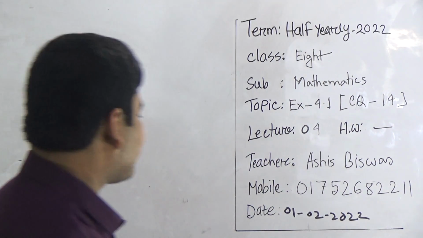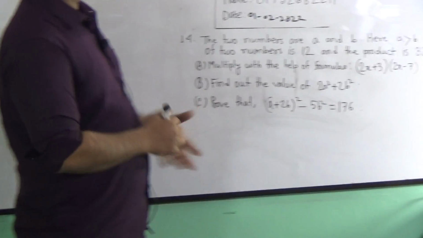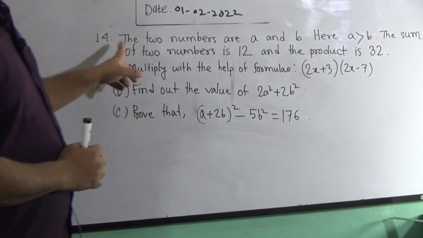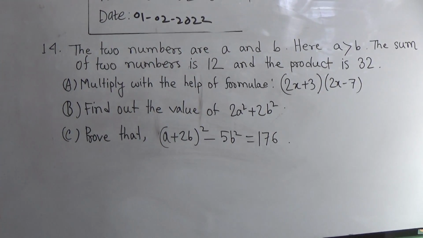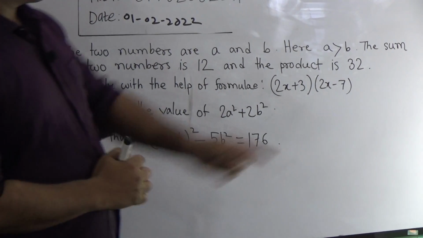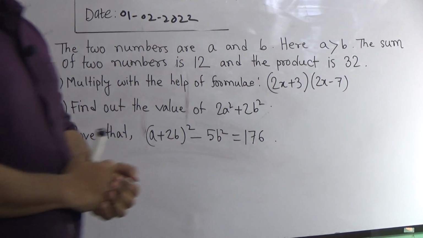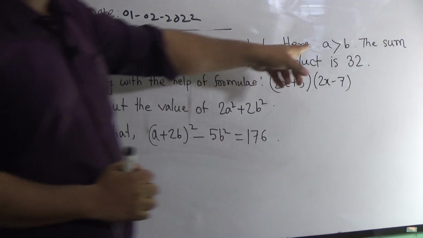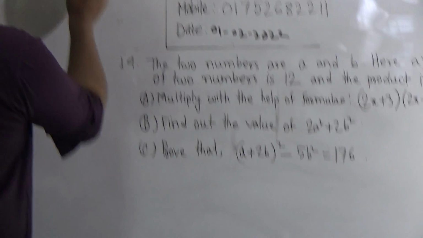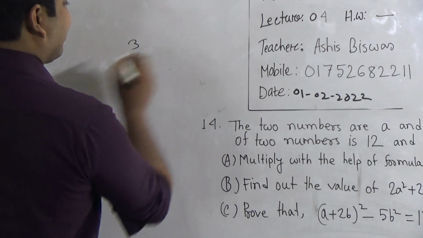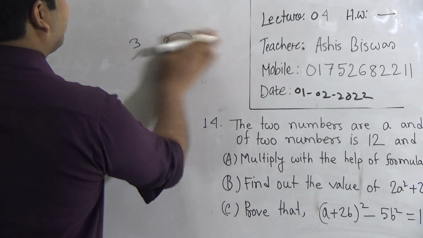So my dear students, I have already written the question on the board. At first we read the question. Two numbers are A and B, where A is greater than B. That means the condition given is A greater than B. That's why if A equals 3, then B must be less than 3. That means it will be 2, 1, whatever.